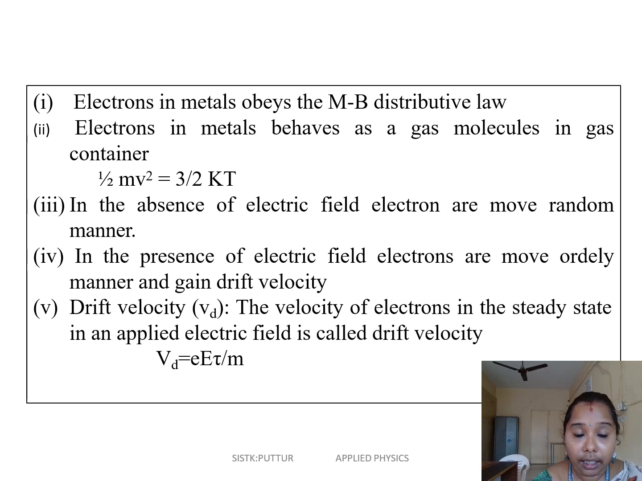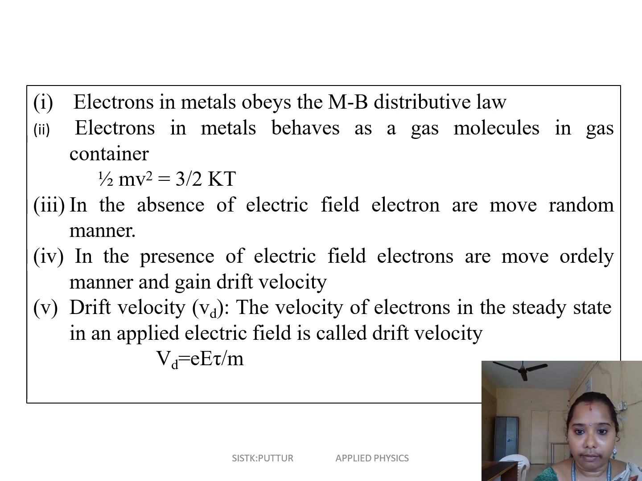So mainly the free electron theory exists in three stages. One is classical free electron theory, another is quantum free electron theory, and the last one is band theory of solids. This classical free electron theory was developed by Drude and Lorentz. In this theory, electrons in a metal obey the Maxwell-Boltzmann distribution law, and electrons in a metal behave like gas molecules in a gas container. So the kinetic energy is equal to 3 by 2 kT.